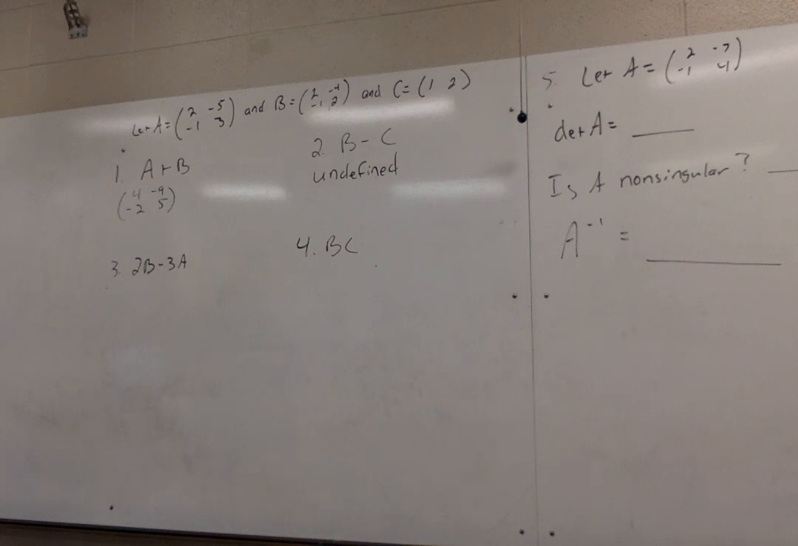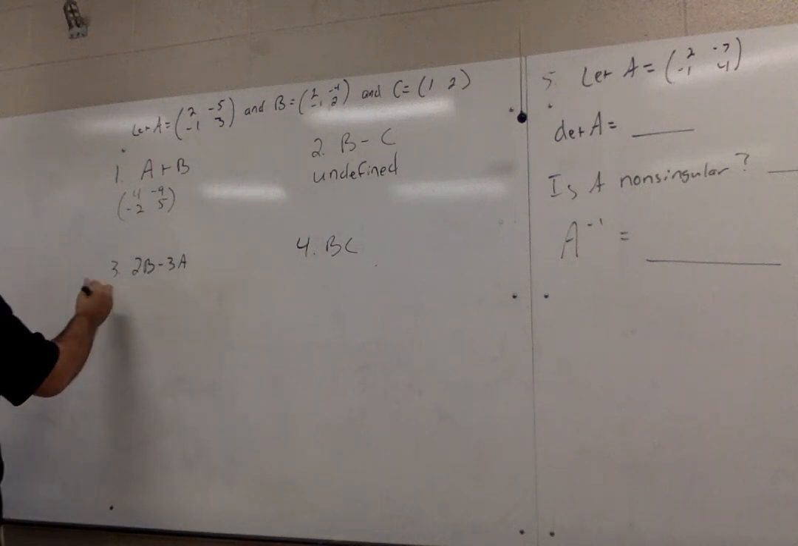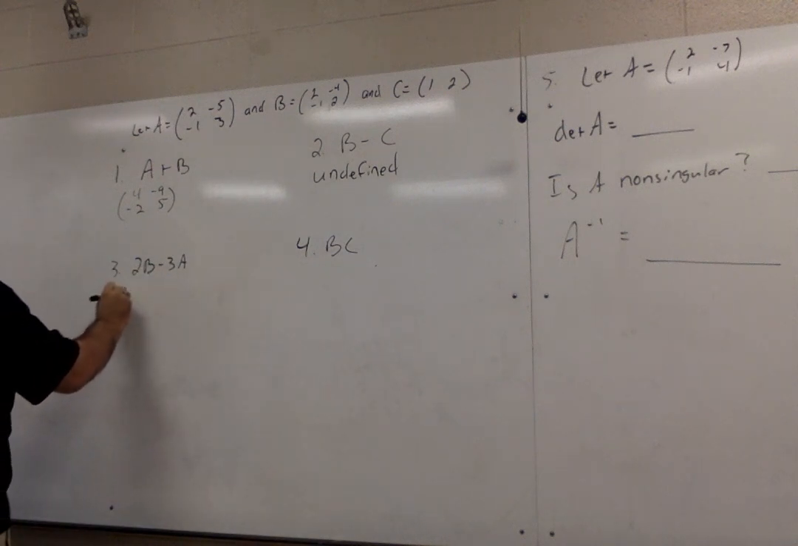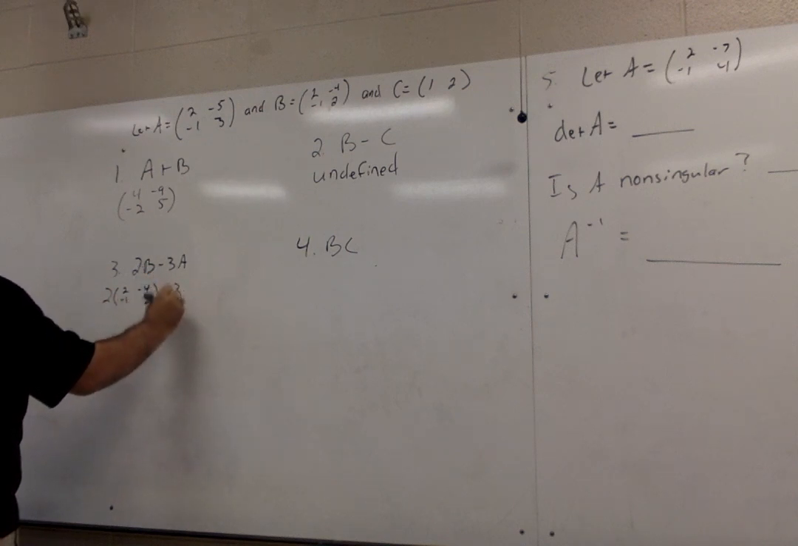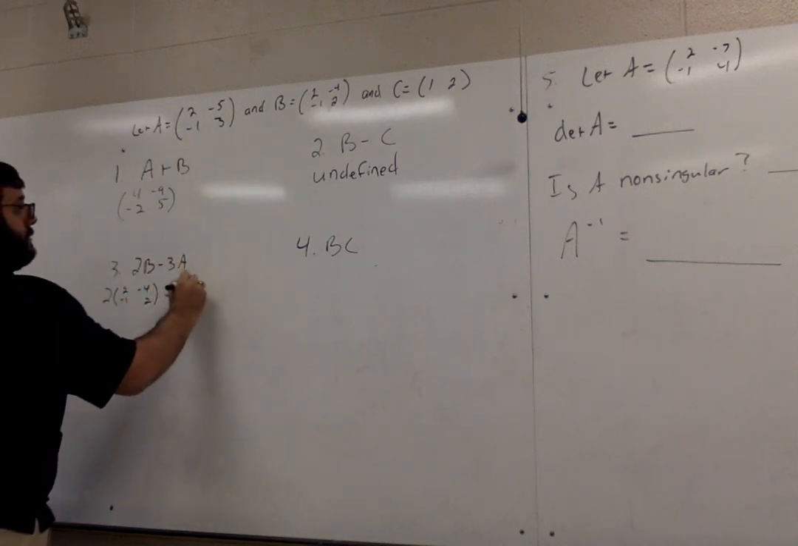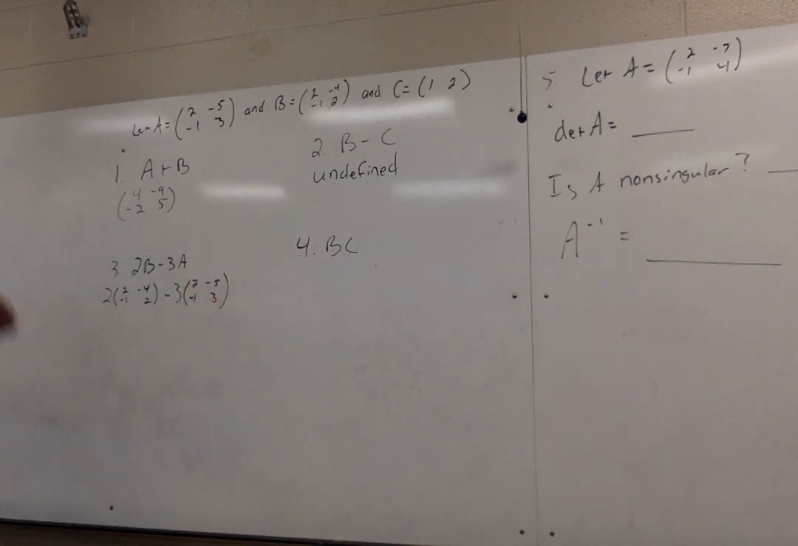Look at number 3. 2B minus 3A. Can I do that subtraction? Can I do 2B minus 3A? Yes, B and A have the same dimensions, just like the first one. Even though it's scalar multiplication, I can still do that subtraction. So that's 2 times this matrix: 2 times 2, negative 4, negative 1 and 2, minus 3 times this matrix: 2, negative 5, negative 1, and 3.